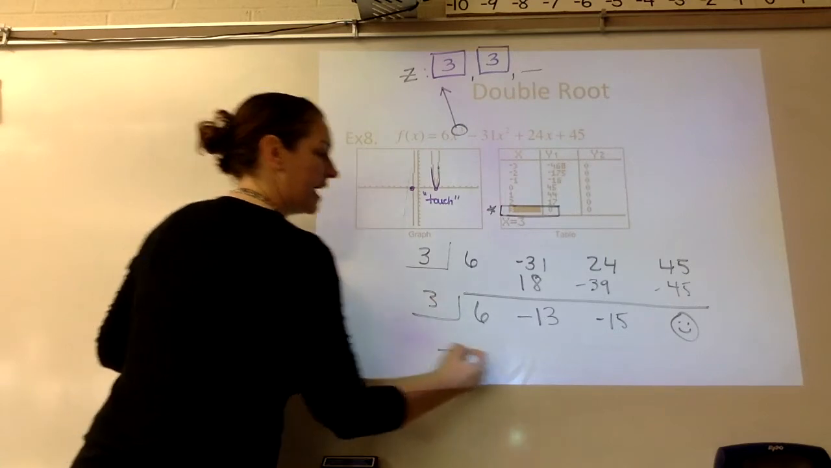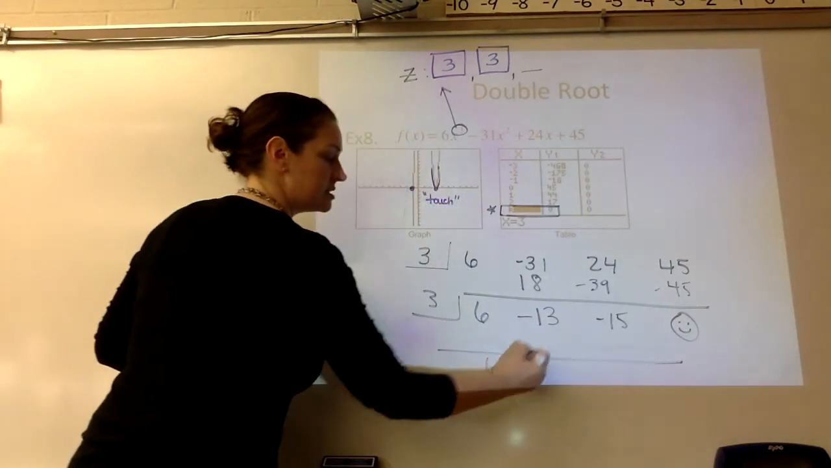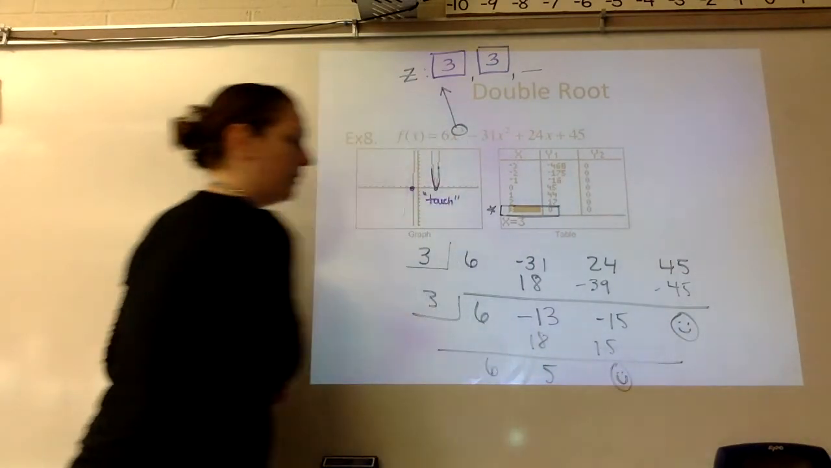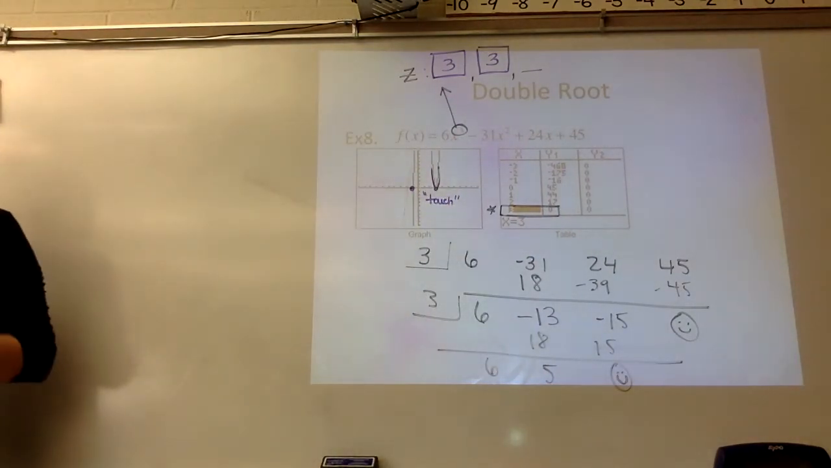Synthetically divide by 3 again. 6, 18, 5, 15, 0. Happy face. What am I left with? 6 and 5. The answers are 3, 3, 6, and 5. No. What are they?